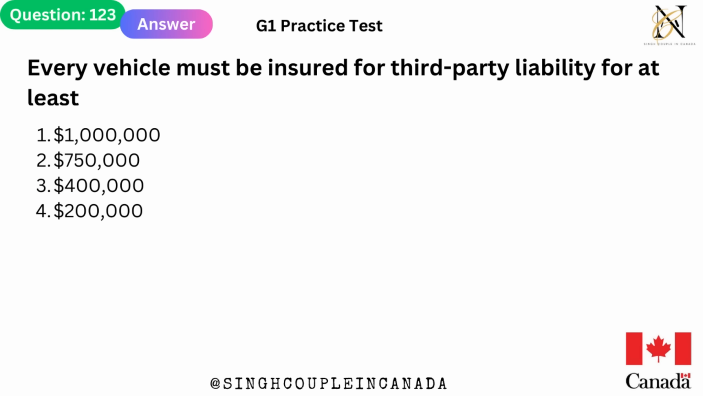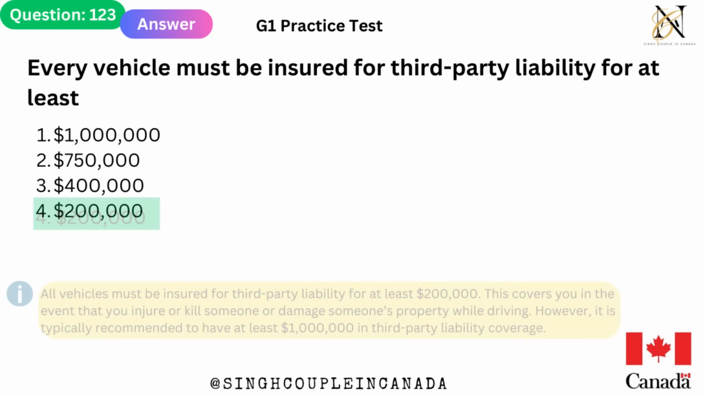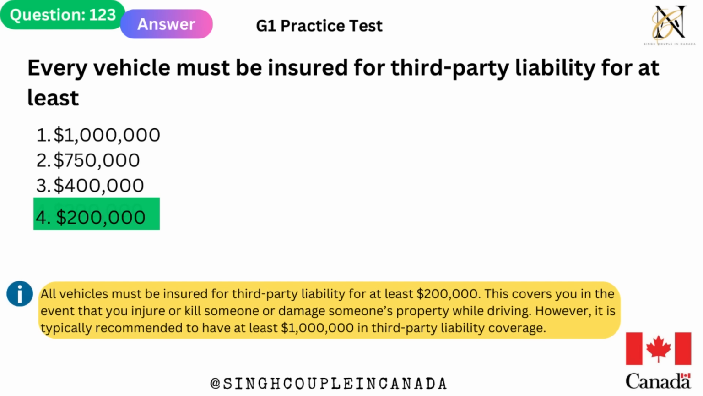Every vehicle must be insured for third-party liability for at least 1. $1 million. 2. $750,000. 3. $400,000. 4. $200,000. The answer is 4. $200,000. All vehicles must be insured for third-party liability for at least $200,000. This covers you in the event that you injure or kill someone or damage someone's property while driving. However, it is typically recommended to have at least $1 million in third-party liability coverage.